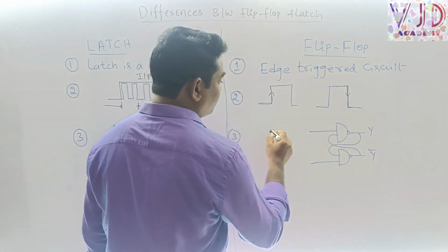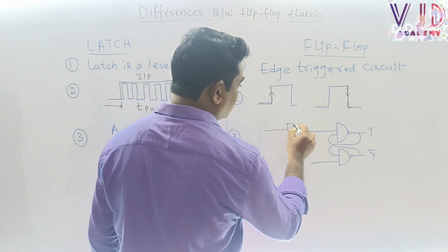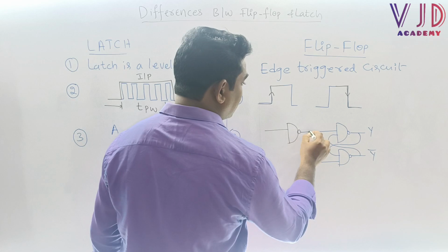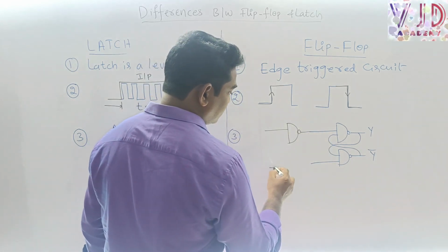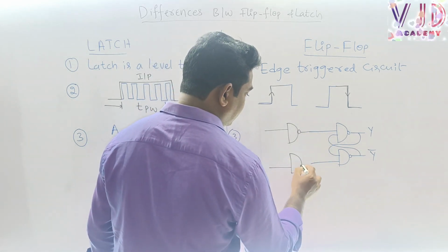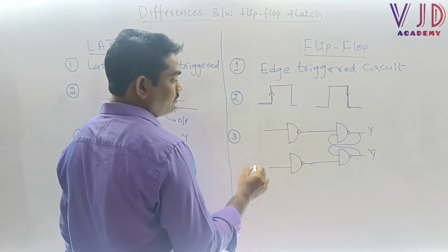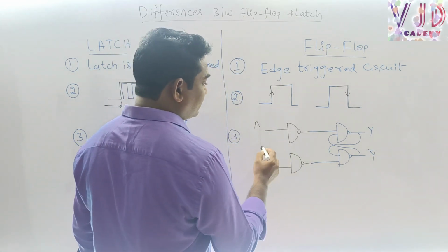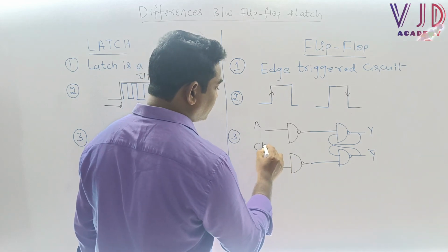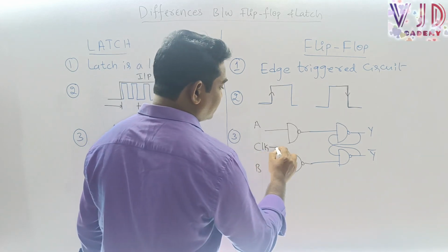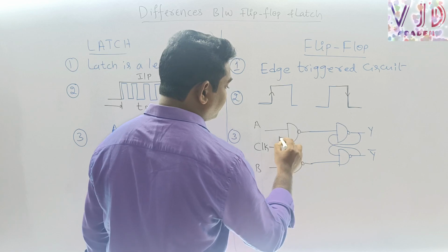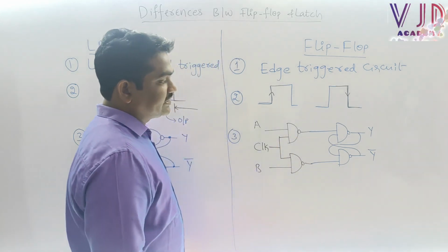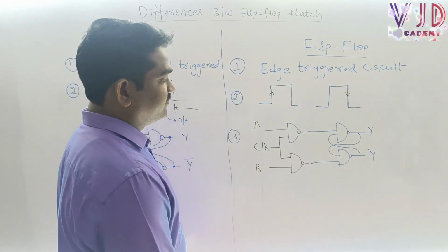Let me try to implement it here. Please try to observe. Here I would like to take one NAND gate, and one more NAND gate here. Here is input A, and this is input B. In between these two NAND gates, I would like to take one clock pulse, and this clock is applied to both NAND gates. This is the circuit diagram of a flip-flop.